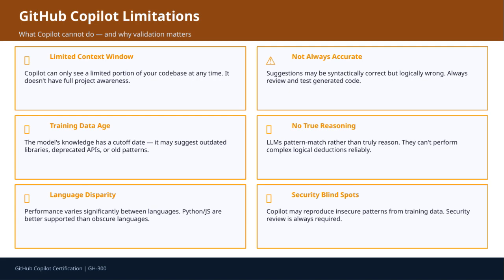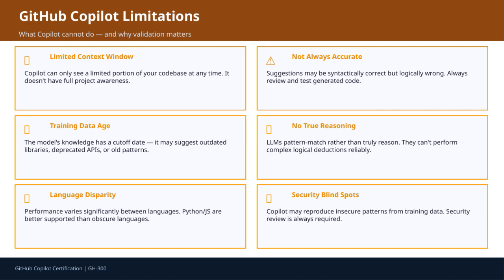Next, Copilot is not always accurate. While the code it generates may be syntactically correct, it can still be logically incorrect. That's why it's essential to carefully review and test any generated code before using it in your project. Another key point is the age of the training data. Copilot's knowledge has a cutoff date, so it might suggest libraries or APIs that are outdated or even deprecated, which can lead to using old patterns that are no longer considered best practice.